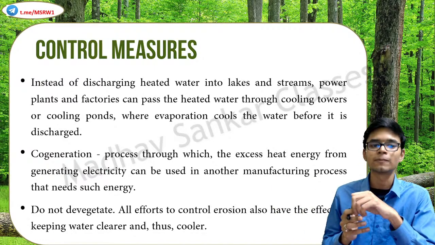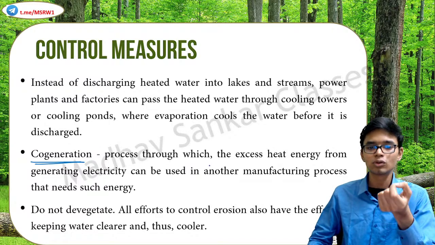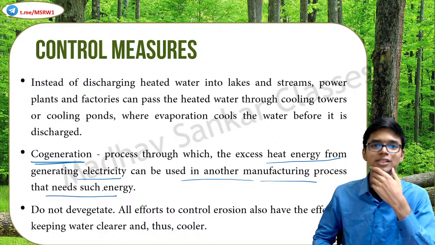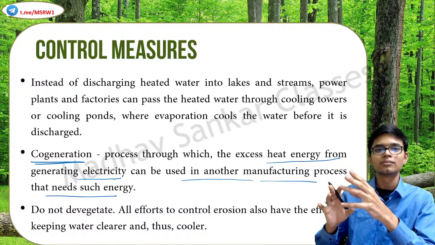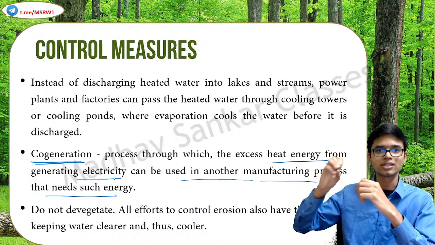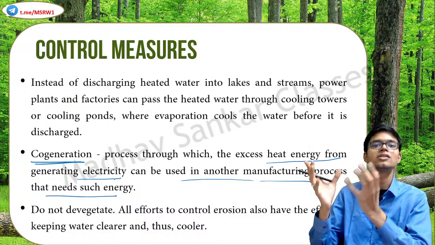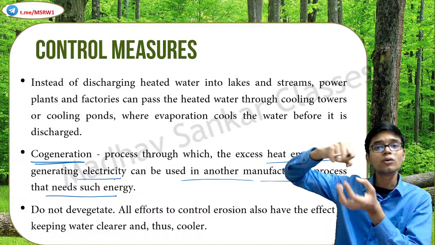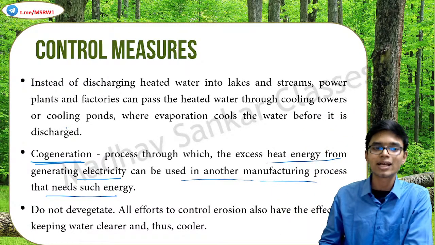Cogeneration. Cogeneration is actually a process through which excess heat energy from generating electricity can be used in another manufacturing process that needs such energy. So this warm water has a lot of energy, correct? Cold water may not have that much energy, but warm water possesses a lot of energy. That is why it's warm. Its temperature has been raised to a certain level. So you might as well use this energy for something useful. That is known as cogeneration.